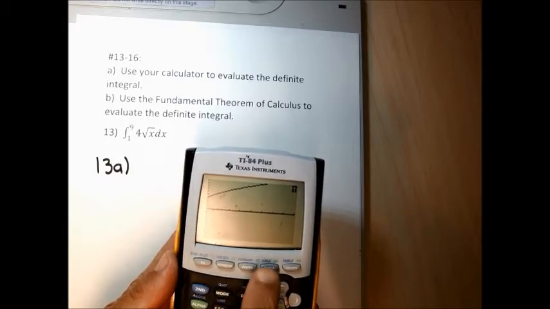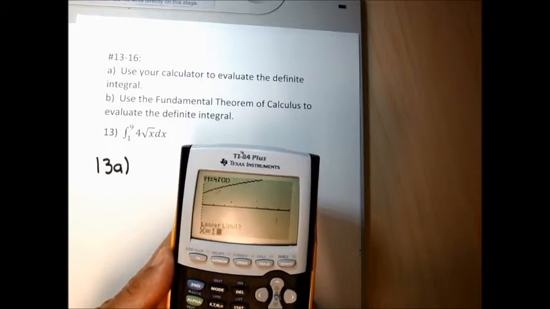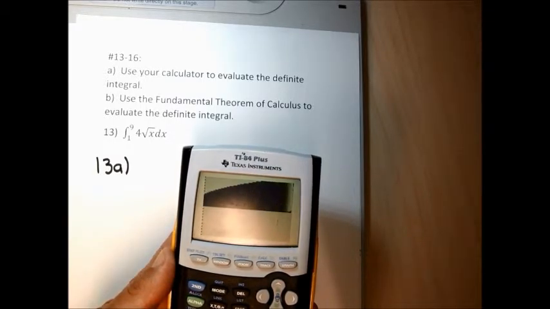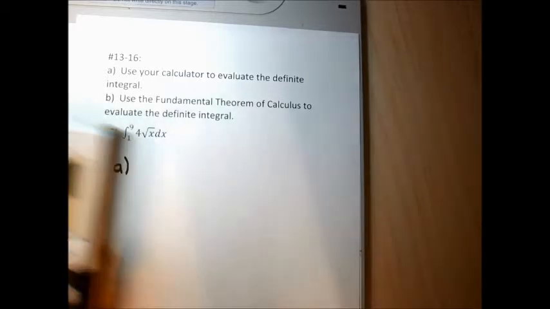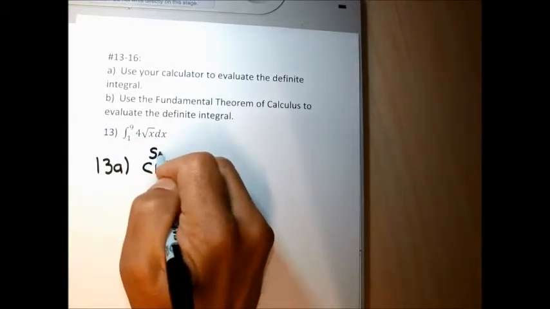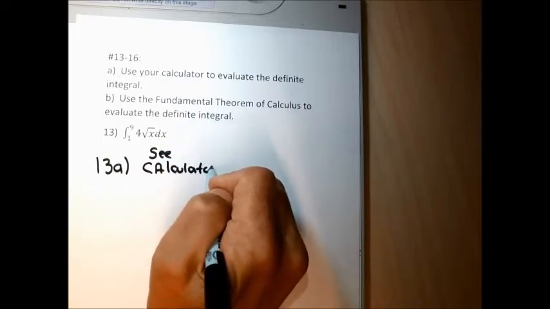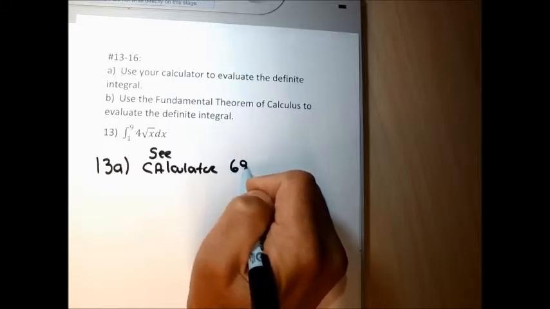And now I'm going to go second calc, number 7, lower limit 1, upper limit 9. I'm going to round that to 2 decimals. So calculator, we'll just say calculator. You don't have to write that on a test, but I tell you to use your calculator. There's nothing you can really show me.